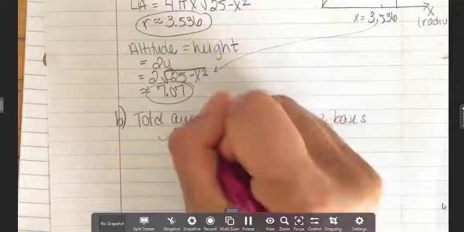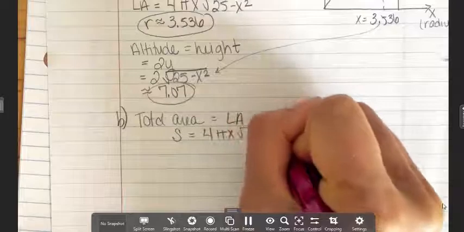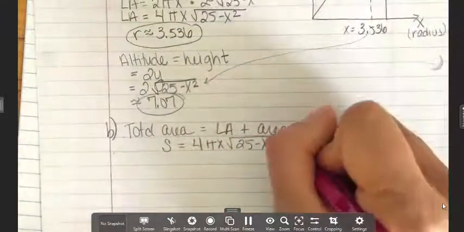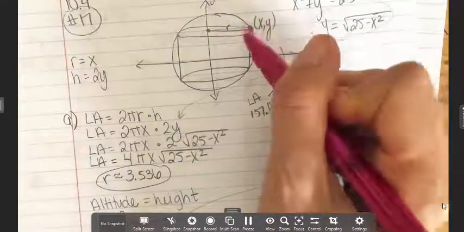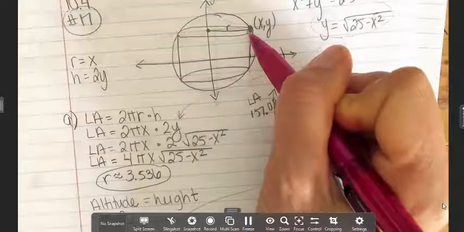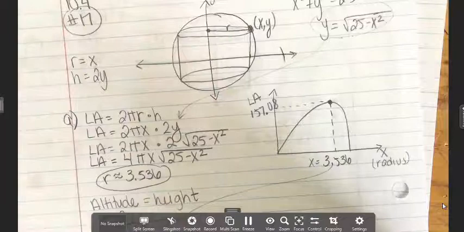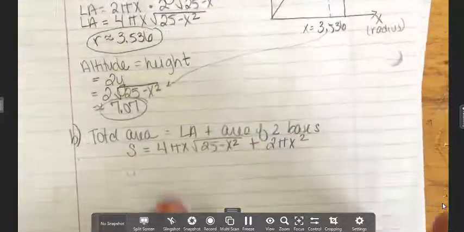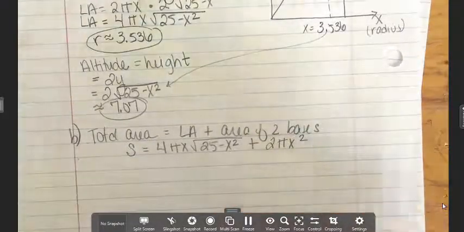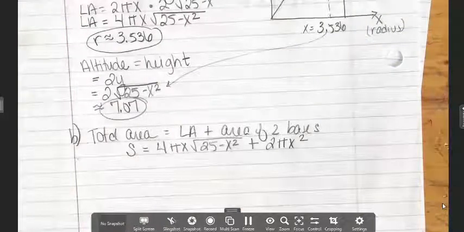My lateral area equation was 4 pi x times the square root of 25 minus x squared. And then we need the area of one of these bases. Well, this is going to be pi r squared, but instead of r, I'm using x. So it's pi x squared, and there's 2 of them. Everything is in terms of x, so I think I'm good there. I'm going to use my graphing calculator to find the maximum total area in this situation.